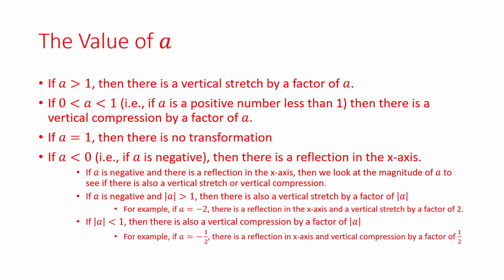What does the value of a do? If a is greater than 1, then there's a vertical stretch by a factor of a. If a is in between 0 and 1, then there's a vertical compression by a factor of a. If a equals 1, then there's no transformation. And if a is negative, then there is a reflection in the x-axis. In addition, there might also be a vertical stretch or vertical compression. You can tell that by looking at the magnitude of a and determining whether it is greater than 1 or less than 1.